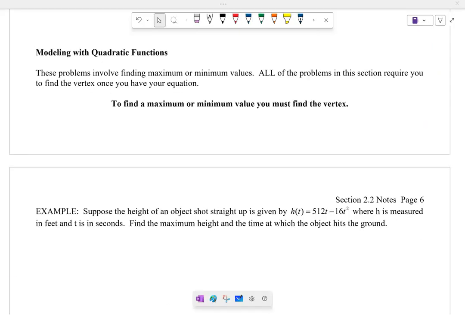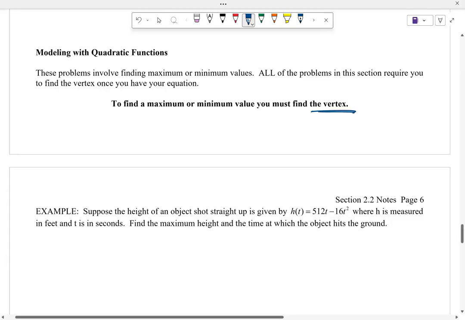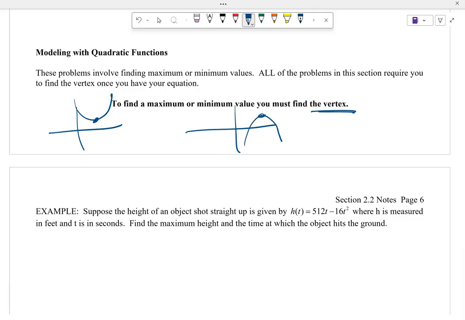We do some modeling with these quadratics, and in these application problems, we're going to be maximizing or minimizing, finding max heights or whatever. And so we're going to be looking for the vertex, right? Because if we've got a model that's like this, we're going to have a minimum value. If we've got a flipped over parabola, we're going to have a maximum value. And so we're always going to be looking for that vertex. That's kind of going to be the key for this.